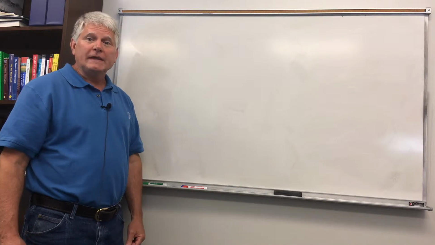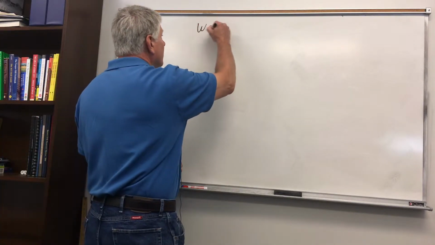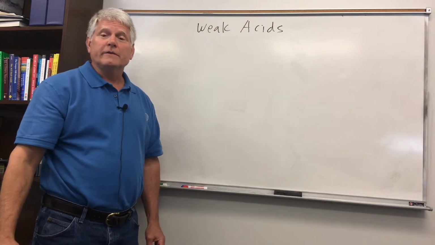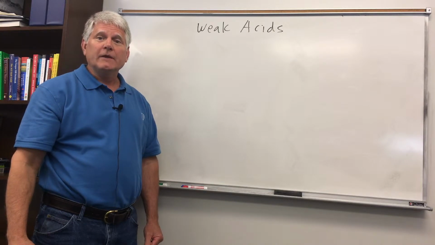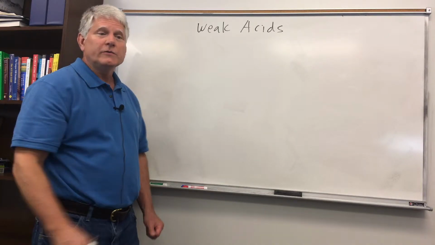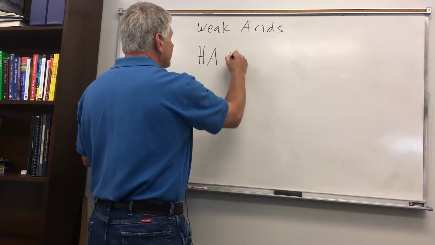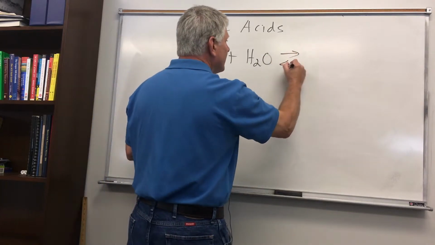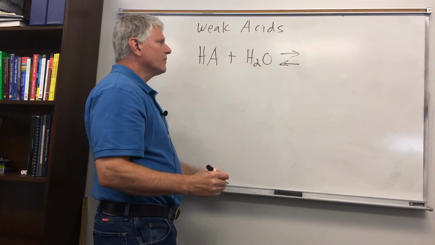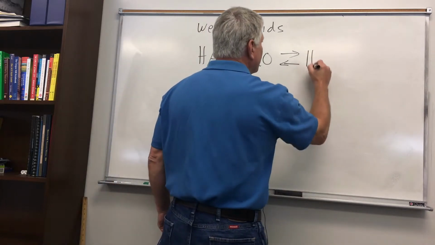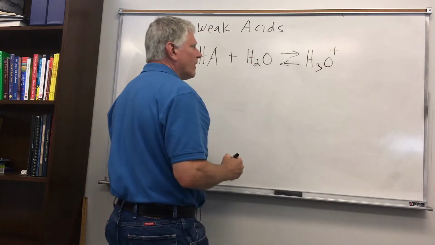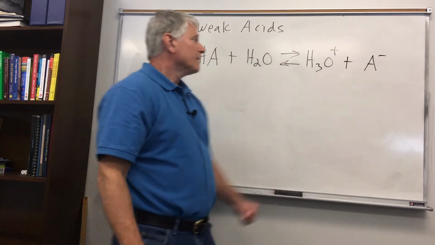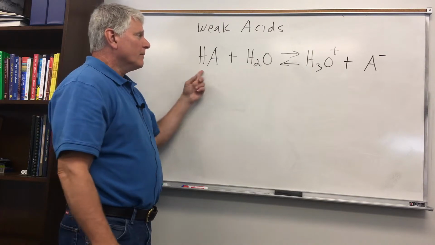Let's consider now weak acids. These are acids that do not dissociate 100%, and so they form an equilibrium when dissolved in solution. So we have this following reaction, an acid with water, and then we'll have an equilibrium. So we have a forward and reverse reaction, and the acid will donate a proton to water, and then what will be left is A minus. So we have an equilibrium occurring here.